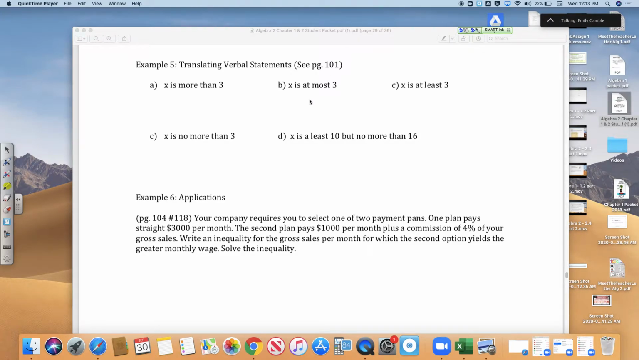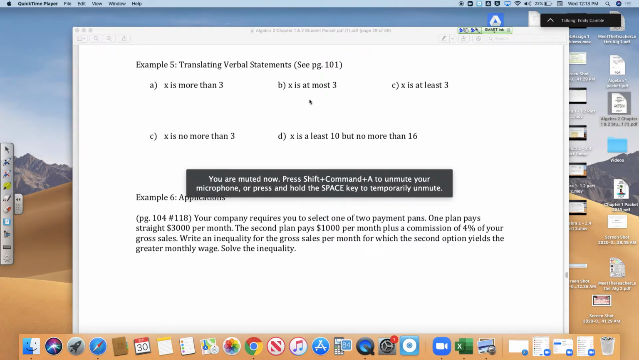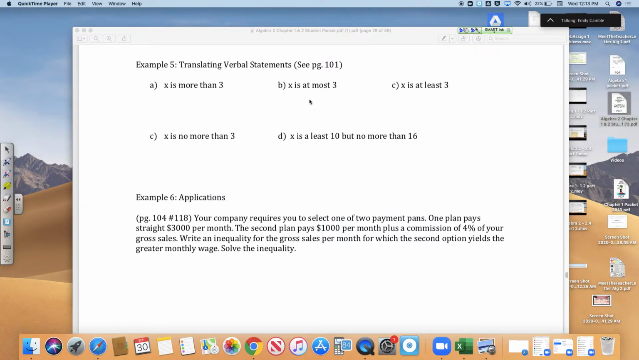All right, in example 5, we are translating verbal statements. So, in A, x is more than 3. So when x is more than 3, I know that it has to be greater than 3. So that would be x is greater than 3 like that.